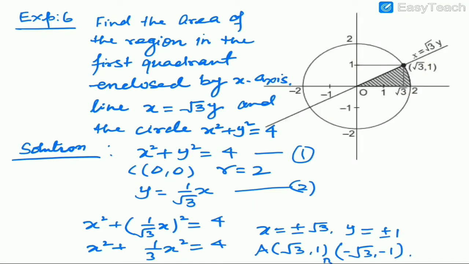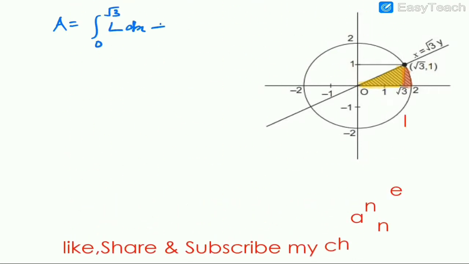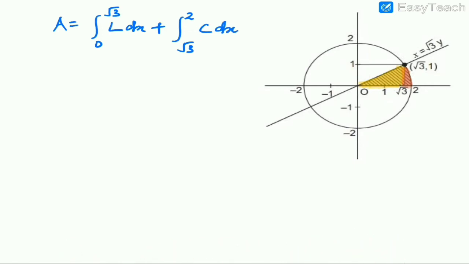Whose graph is given in this figure, and we have to find the area of the shaded region. We have to find the combined yellow shaded region area and the red shaded region area. Yellow shaded area is exactly below the line and the red shaded area is exactly below the circle. Therefore, the required area A is equal to the integral from 0 to root 3 of line dx plus the integral from root 3 to 2 of circle dx. In the first integration, we integrate the line from 0 to root 3 because the yellow region is just below the line, and from root 3 to 2 is just below the circle. So, we integrate the circle in the second integration.